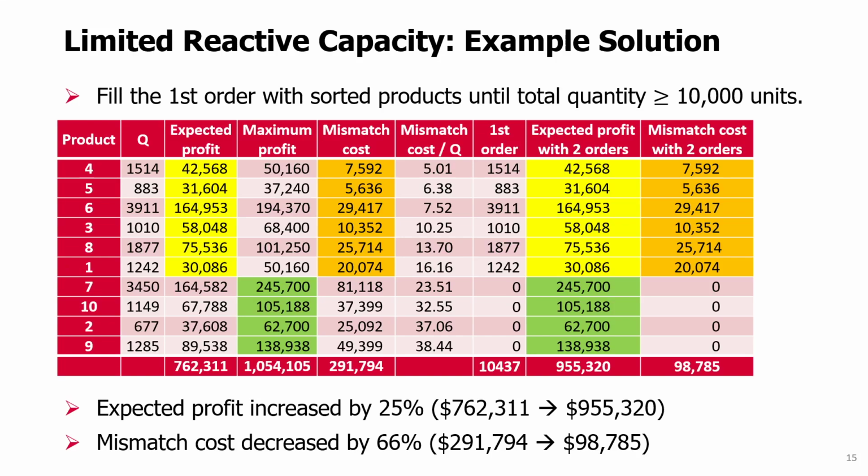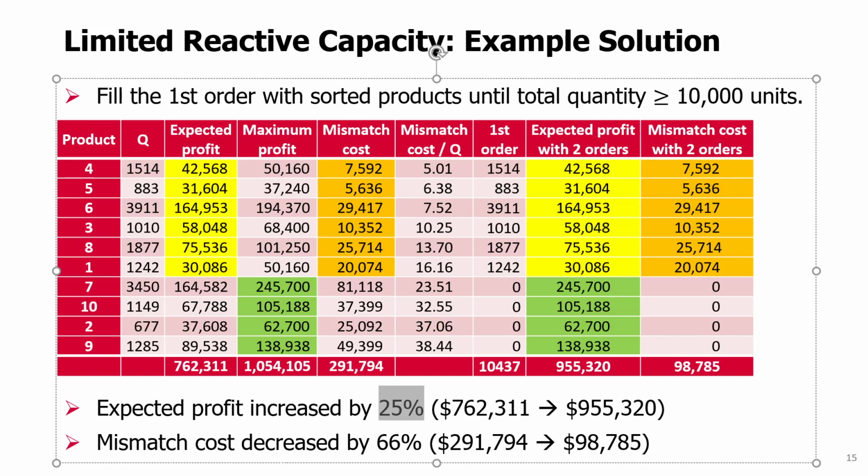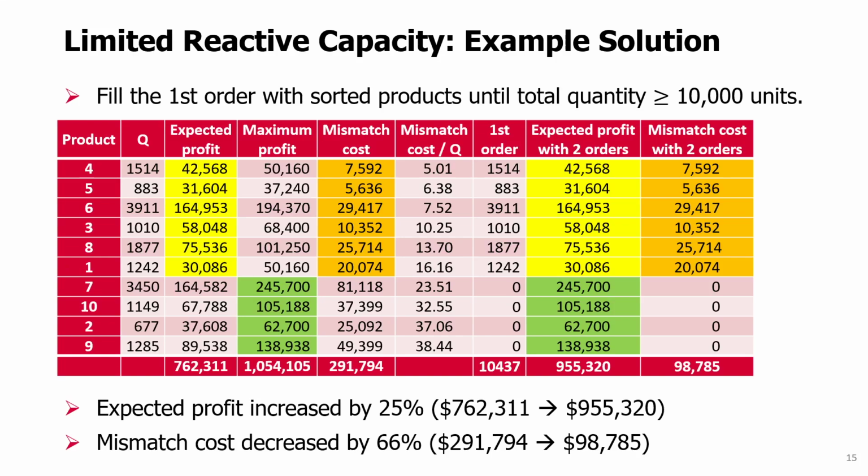So to summarize, in this case, if we have limited reactive capacity, where we can only produce some of the products in the second order opportunity, we can still significantly improve our profit. In this example, the expected profit increased by 25%. And if you look at the mismatch cost, it decreased by about 66%, all thanks to limited reactive capacity that was priced with no premium but had a maximum limit on how much can be produced in the second order opportunity.